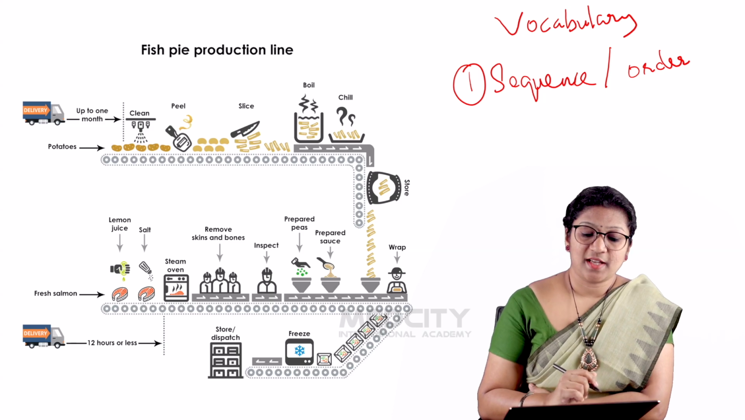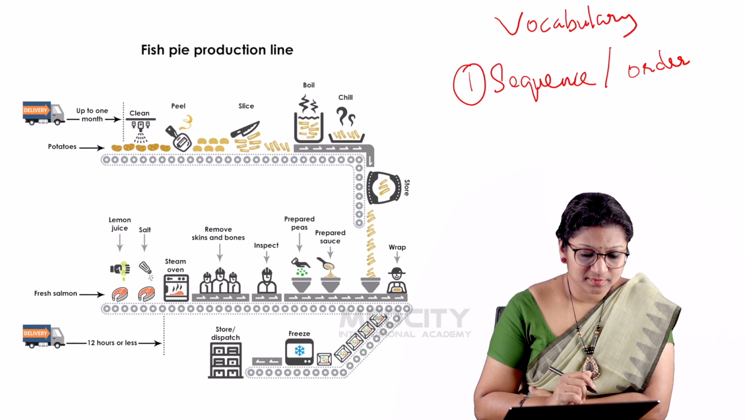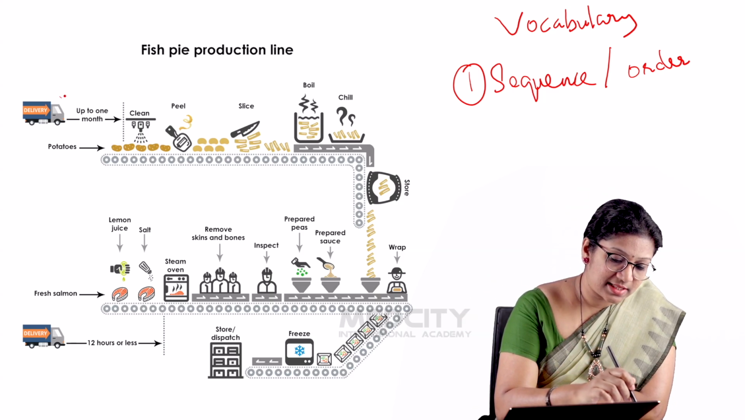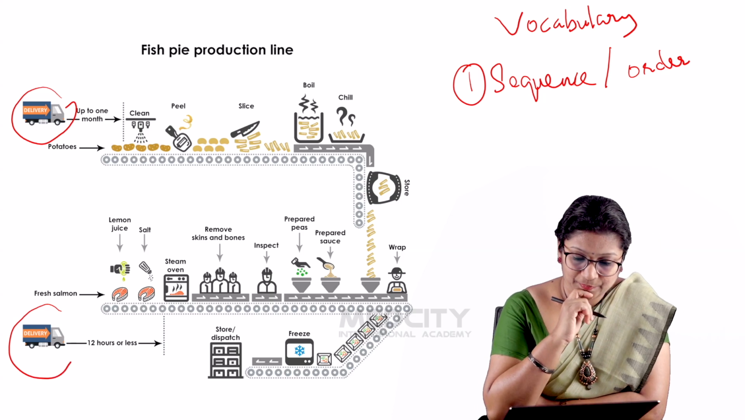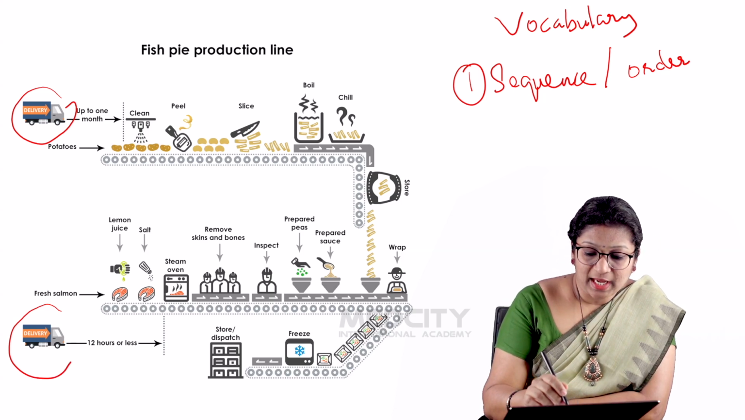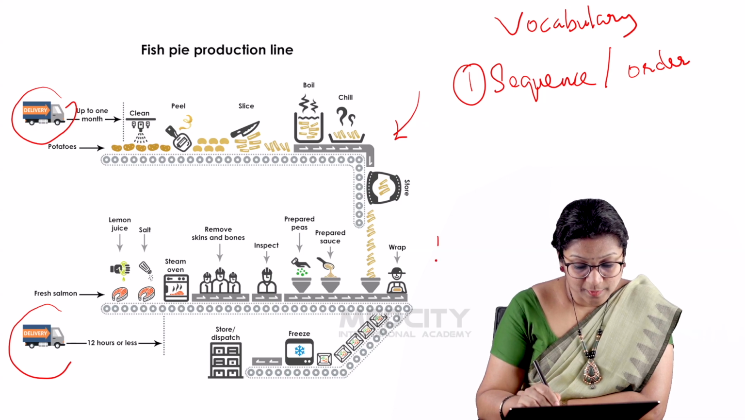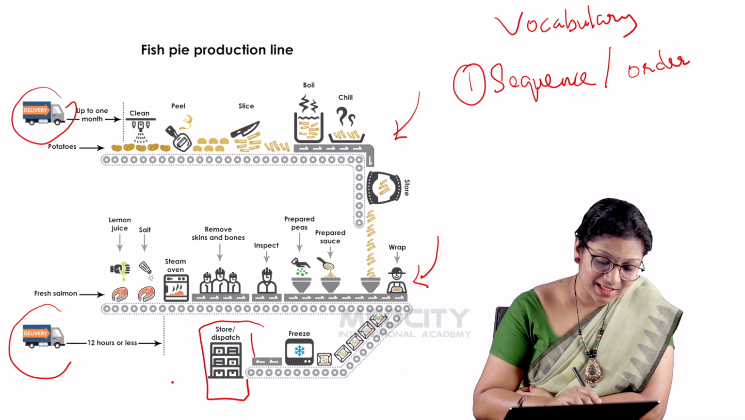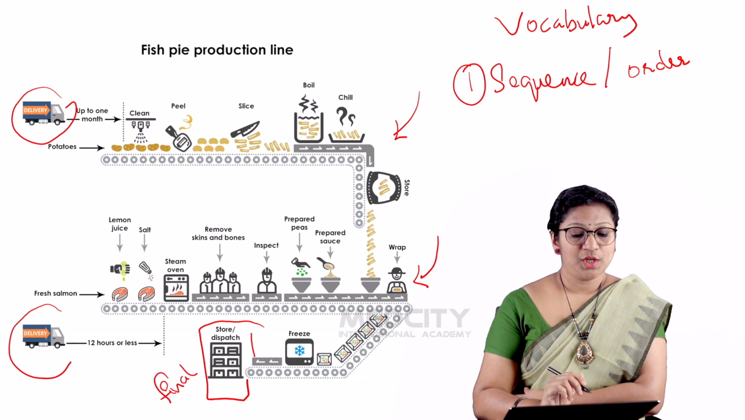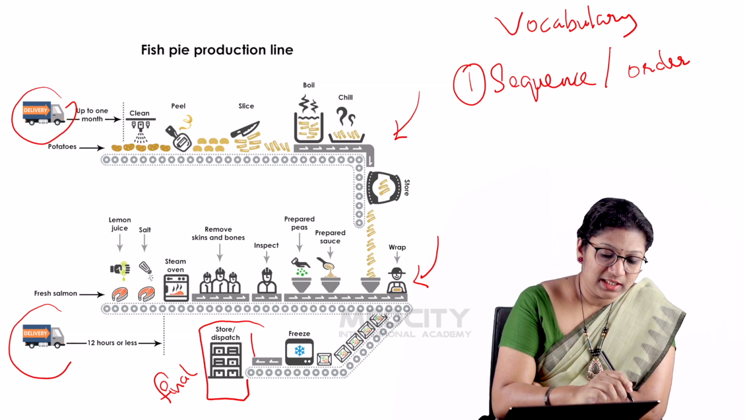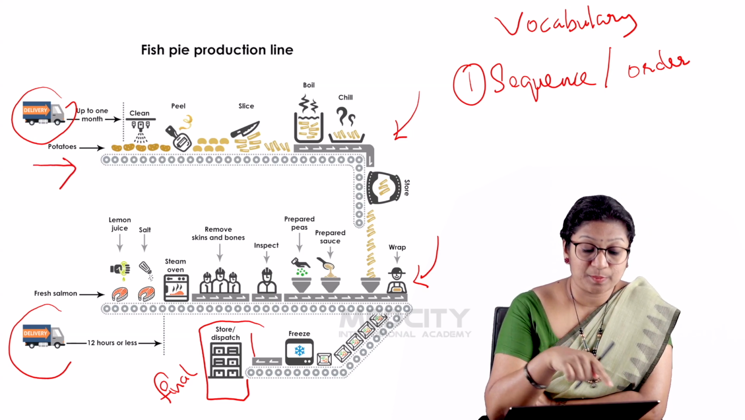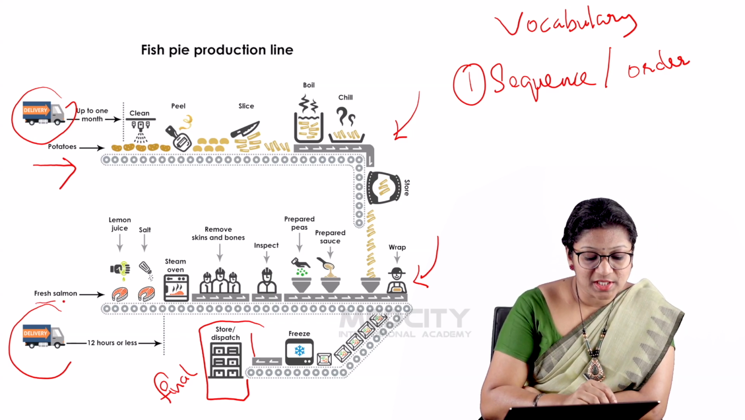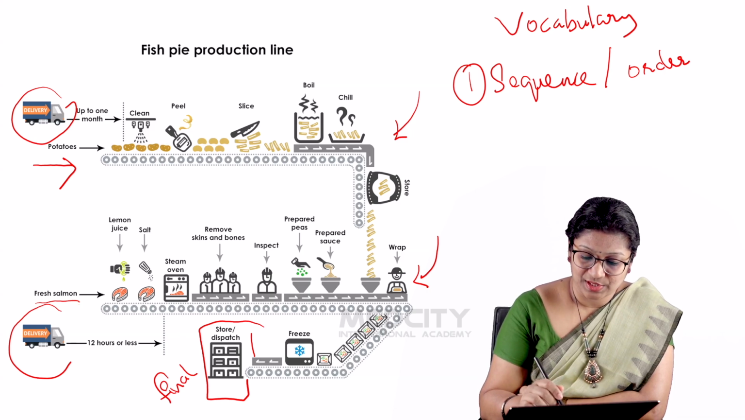For instance, if you look at this fish pie production line, what do we see? Well, we can see that there is a delivery here, but there is also a delivery given here. Now we can see one line of process happening here. There is another line of process here. And then the store or the dispatch, which is the final stage, is here. So going through this, what we understand is this one first shows the delivery of potatoes and how it is processed. Second is the delivery of fresh salmon and how it is processed.